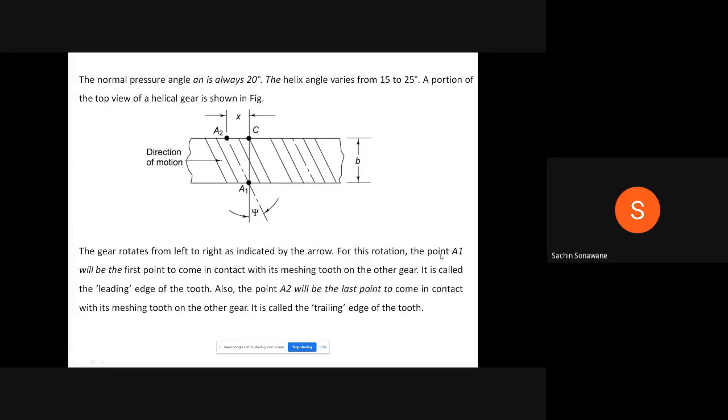For this rotation, the point A1 will be the first point to come in contact with its meshing tooth on the other gear. It is called the leading edge of the tooth. Also, the point A2 will be the last point to come in contact with its meshing tooth on the other gear. It is called the trailing edge. Therefore, A1 is known as leading edge, A2 is called as trailing edge of the tooth.